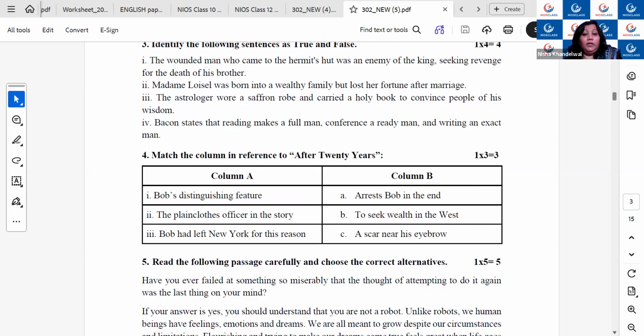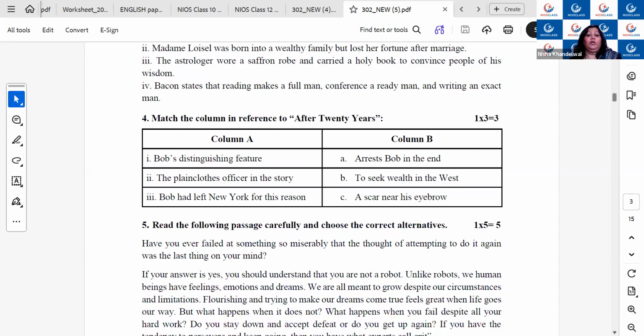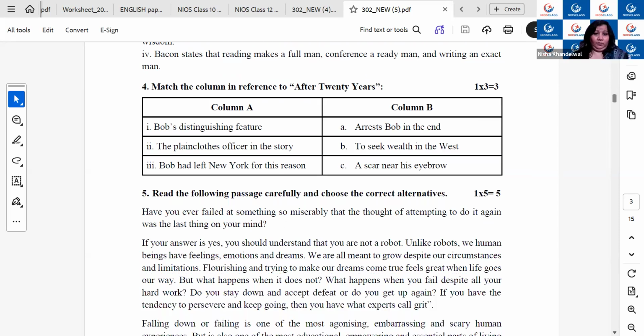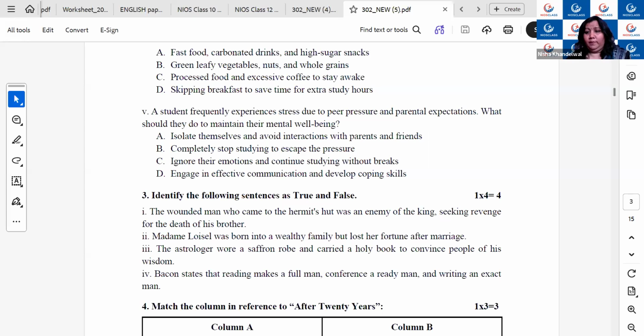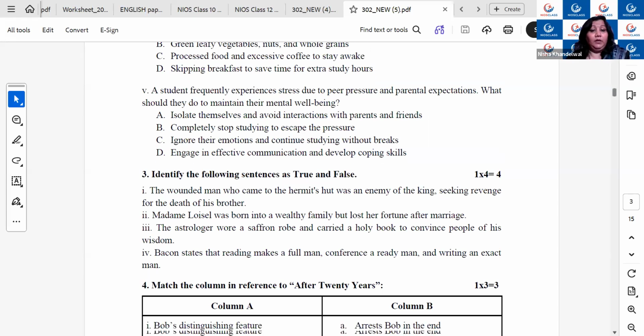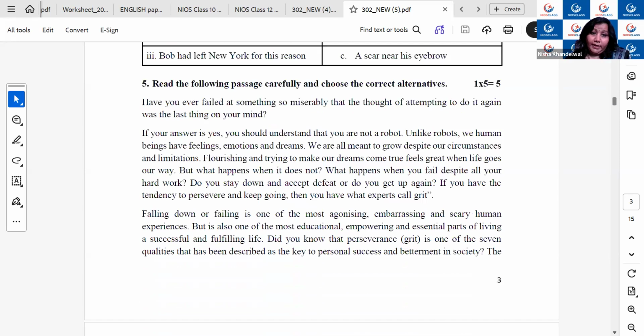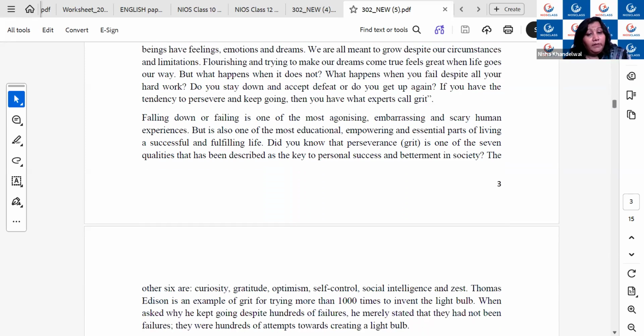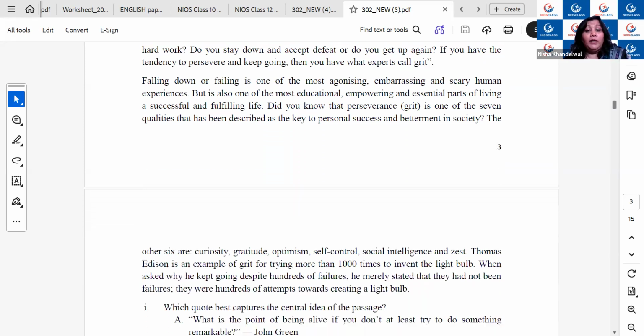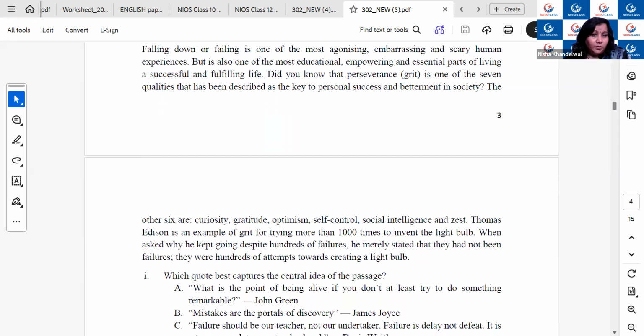Okay, next, read the following passage carefully and choose the correct alternatives. Same as I said earlier, this is a passage you need to read, and then go to the question, jump again to the passage, and find out from which part the question has been taken.